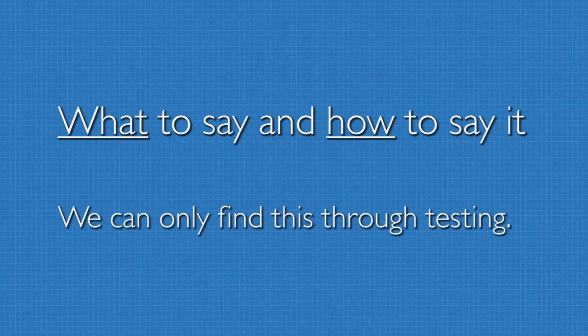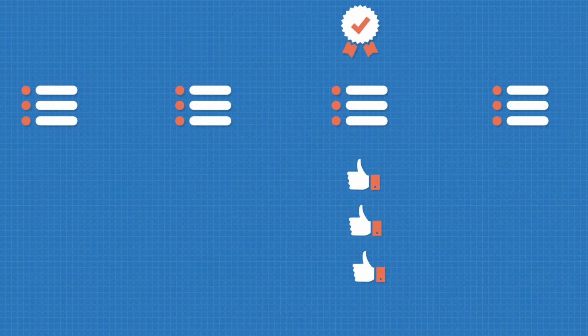To do this, we need to identify what to say and how to say it, and that can only be done by testing people's response. Insight Engine does this by showing people expandable summaries. When somebody expands something, it's literally like saying, tell me more. Each click is like a vote.